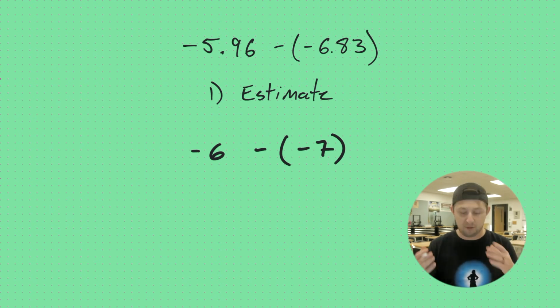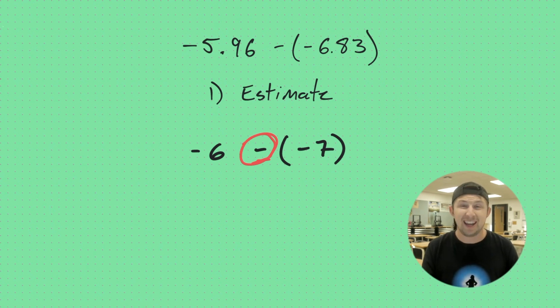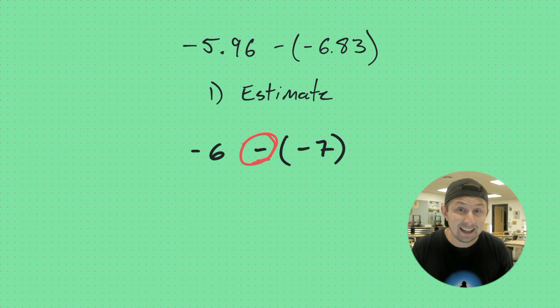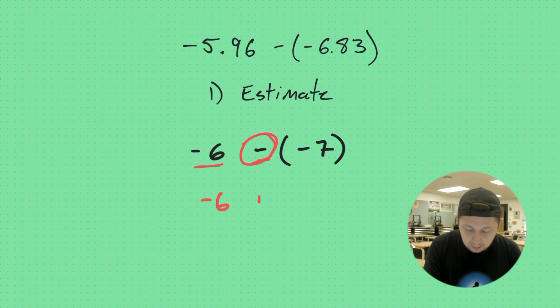So here's what we've got. We've got a negative 6 minus a negative 7. That's what we're going to use to estimate what this value is going to be. Now, here's the little trick here. Whenever we subtract a number, it's the same thing as adding its opposite. It's positive in this case, but adding its opposite. So I've got a negative 6. It's the same thing as saying negative 6 plus a positive 7.